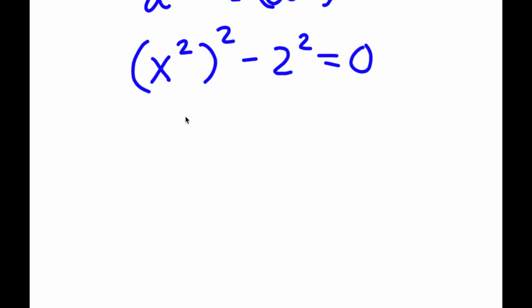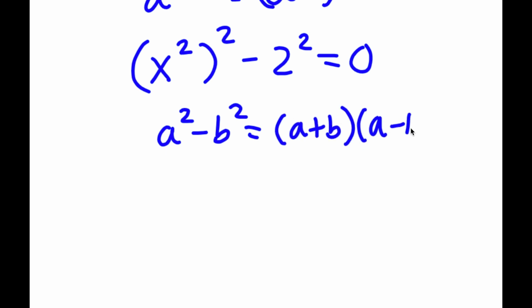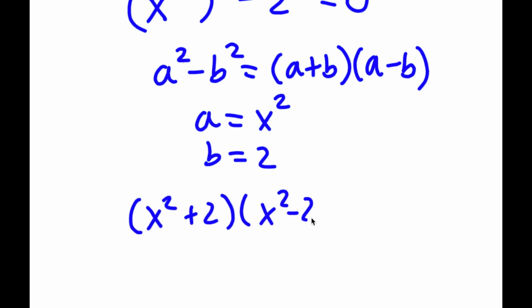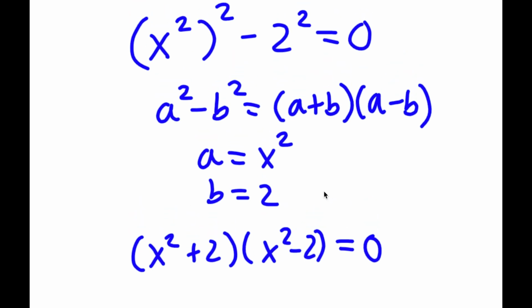Now, if I have something in the form a squared minus b squared, this is equal to (a + b)(a - b). So in this case, a is x^2 and b is 2. So I have (x^2 + 2)(x^2 - 2) = 0.